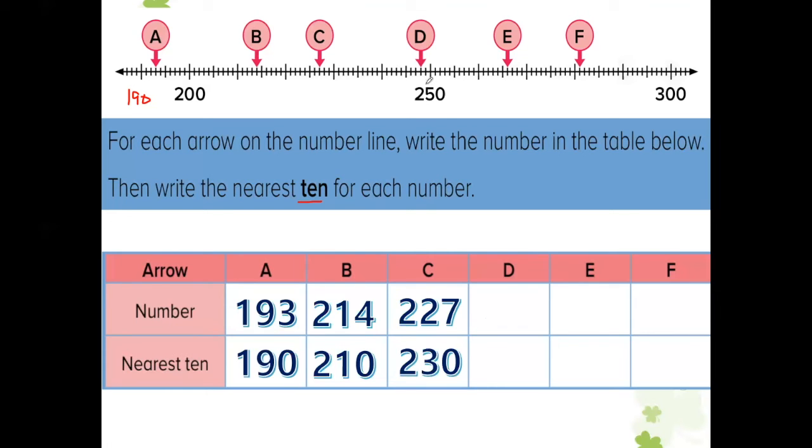See here. Okay, so very good. It is 248. So 4, the number beside 4 is 8. So it becomes 5. So that's 250.